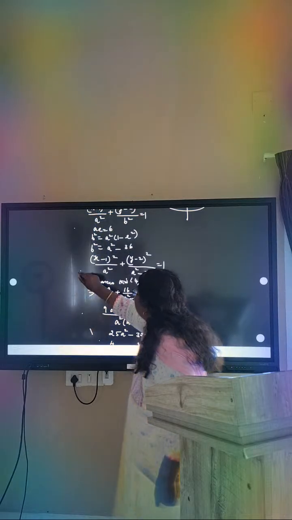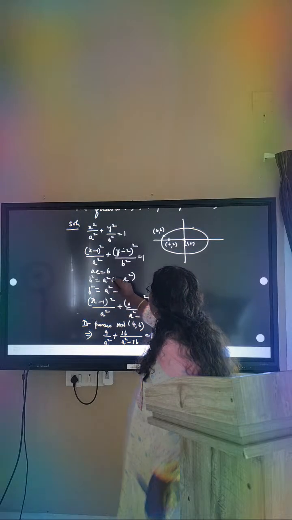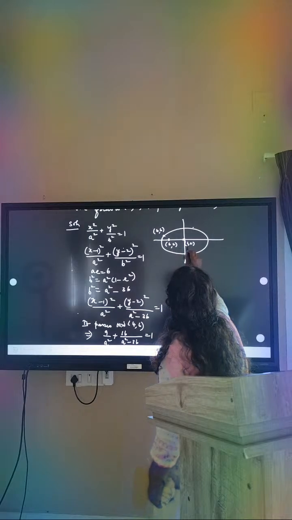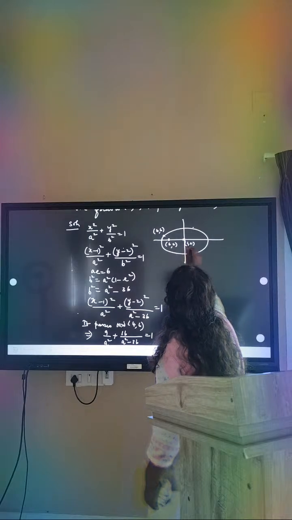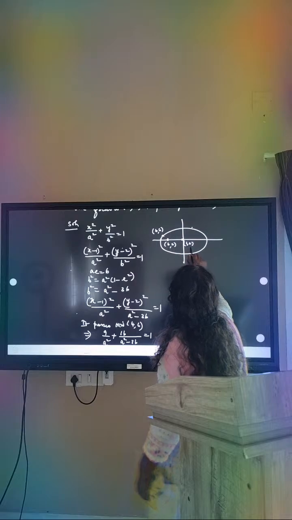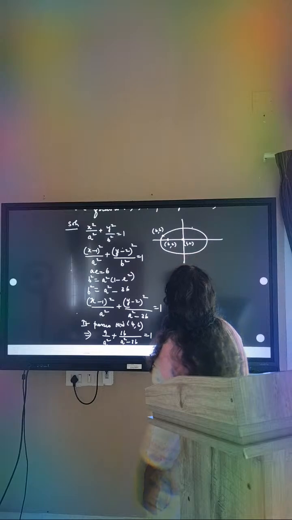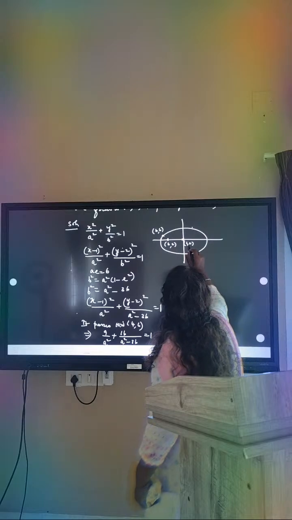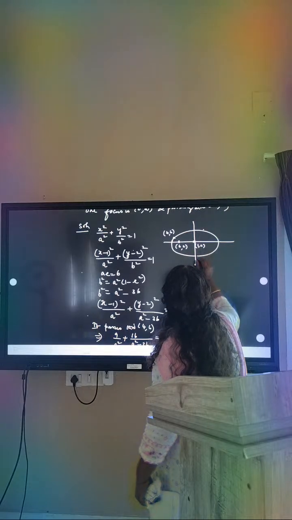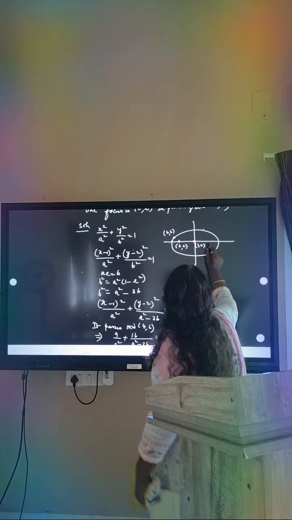Okay, so I'll just go back. A is 6, right? But what is the distance between this and this? So here it is 6, 2 and here it is 1, 2. So 1, 2 will be here and 6, 2 will be on the right side. So it should be here, okay?